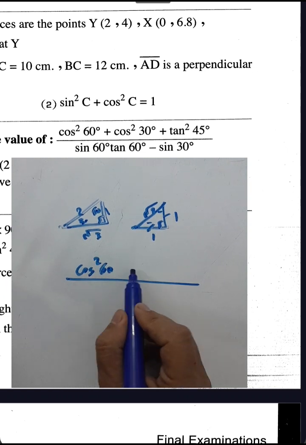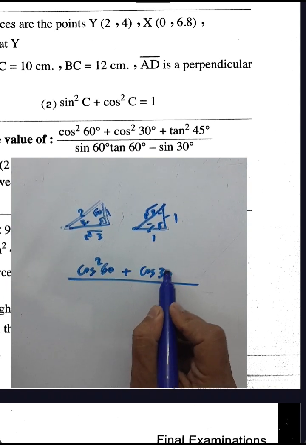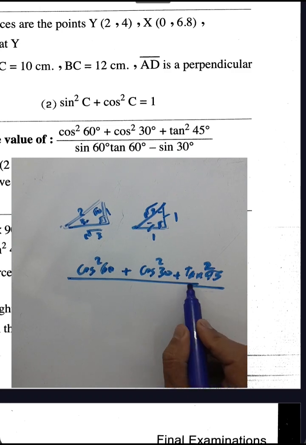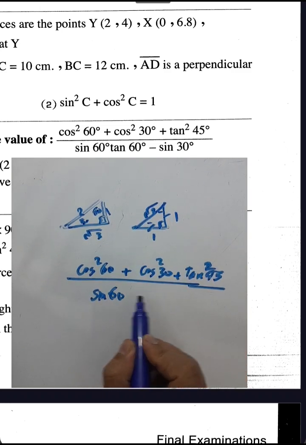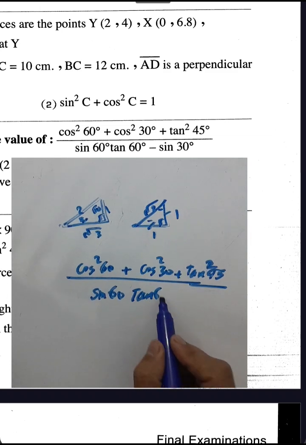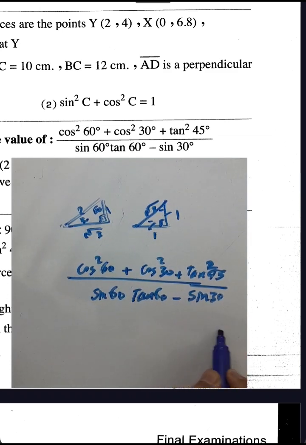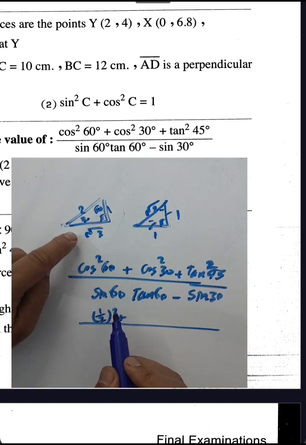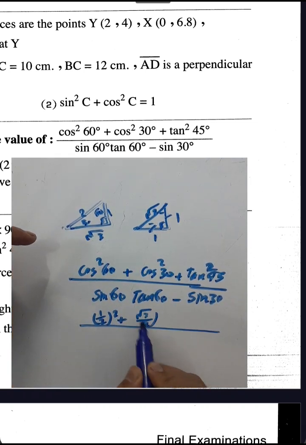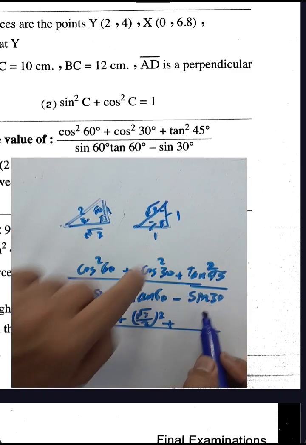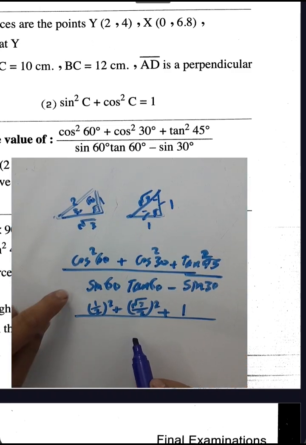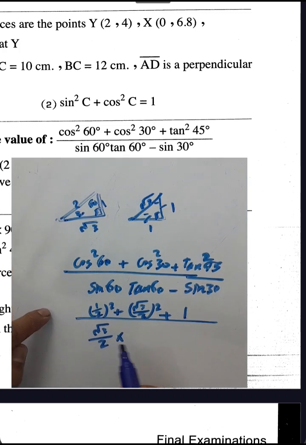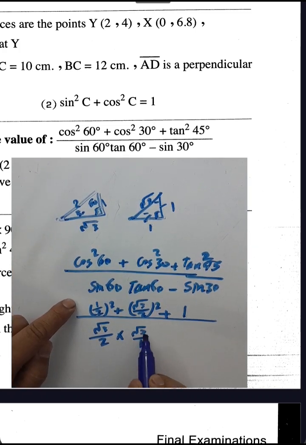cosine 60 here power 2 plus cosine 30 power 2 plus tan 45 power 2 over sine 60 tan 60 subtracted by sine 30. Cosine 60 1 over 2, cosine 30 root 3 over 2, tan 45 1 over 1, 1, and sine 60 root 3 over 2, tan 60 root 3 over 1 plus 1.